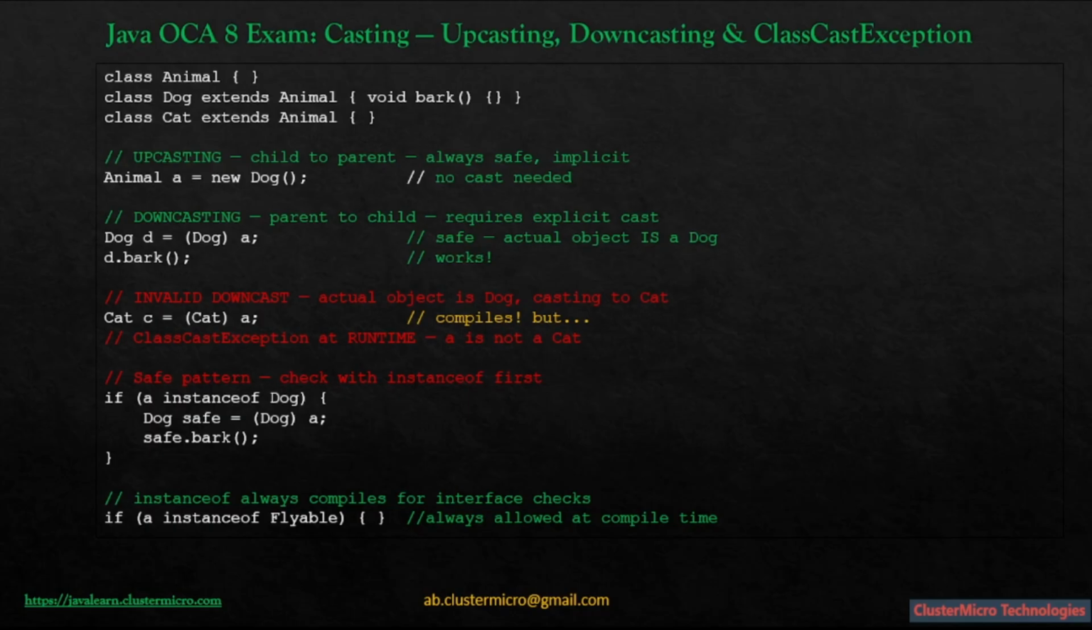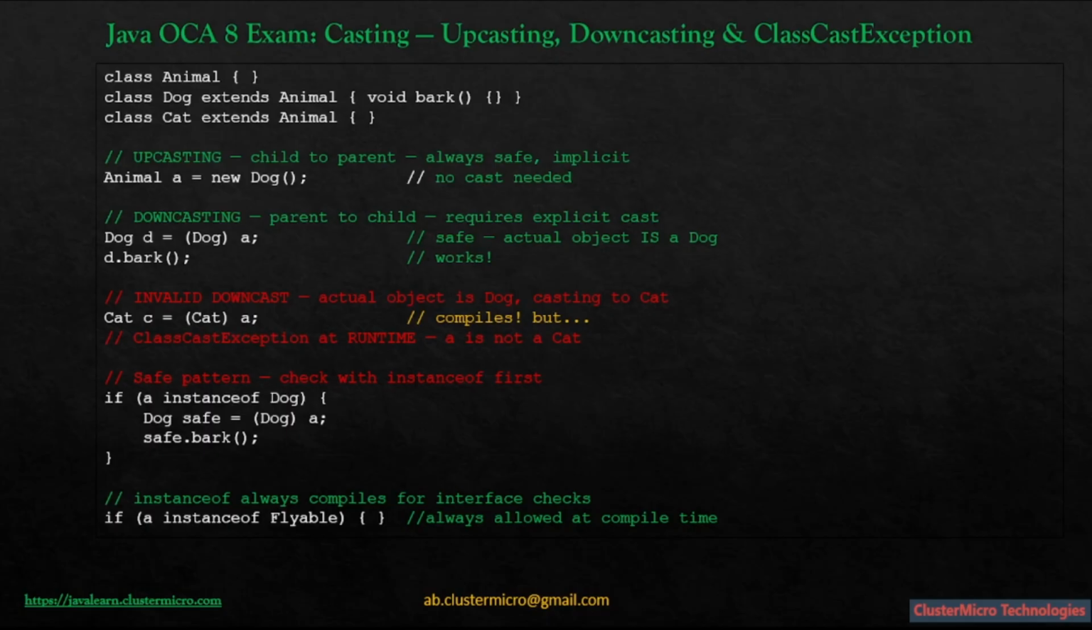Okay, and instanceof with interfaces always compiles. So you see here, if (a instanceof Flyable), when you use instanceof with the interface type, it always compiles, even if the compiler cannot prove the object could ever implement Flyable, right? The reason is that a subclass of Animal could implement Flyable somewhere in the hierarchy, and the compiler cannot rule that out. So interface instanceof checks are always permitted at compile time.